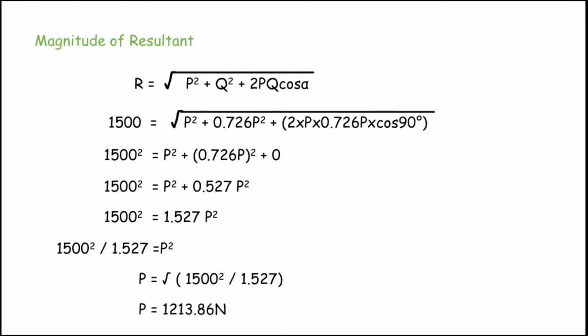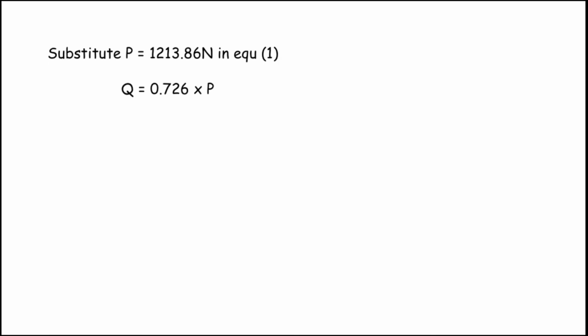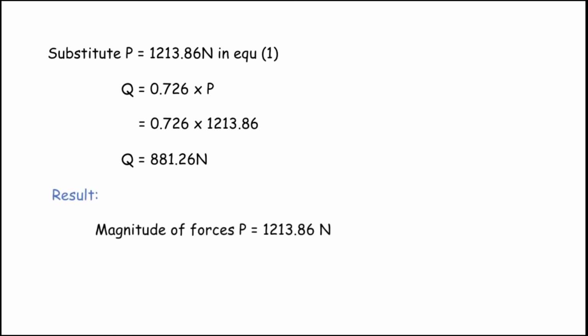1213.86 Newton. Now I am going to substitute the value of P in equation 1. The equation 1 is Q equals 0.726 into P. Now substituting the value of P, it becomes 0.726 into 1213.86. Now the value of Q is 881.26 Newton. So the final result is the magnitude of forces P equals 1213.86 Newton and Q is 881.26 Newton.